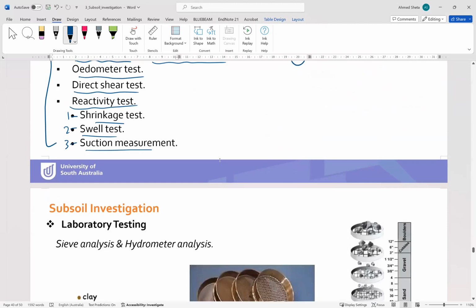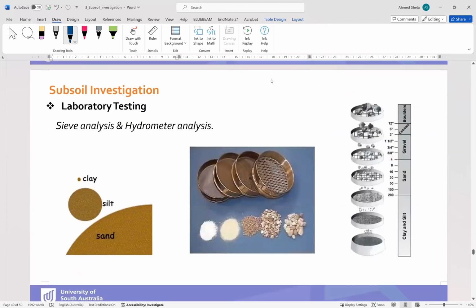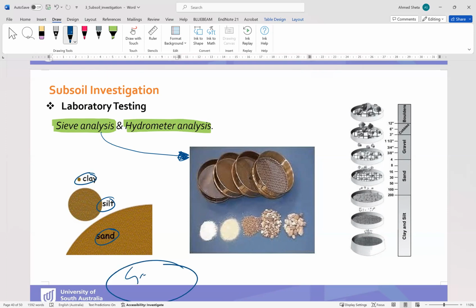If we talk in more depth about the first test, the sieve analysis or hydrometer analysis, what is the sieve analysis? Sieve analysis is the testing used to classify the soil according to particle size. If you look here, this is the difference between the size of sand, size of silt, and size of clay. Gravel will be bigger than sand.